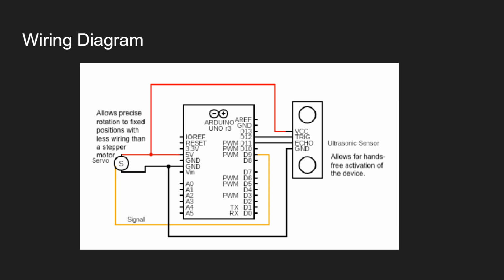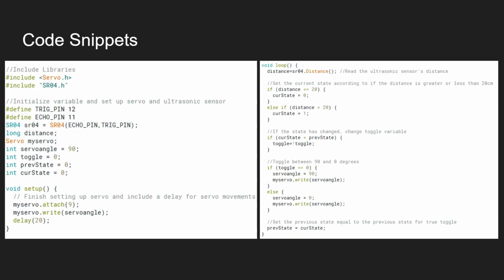We chose to specifically use a servo for this project in order to allow precise rotations down to an angle with less additional setup than a servo motor or a DC motor, allowing us to have a more compact product. And we chose an ultrasonic sensor in place of a button or some other sensor because it allows for the hands-free activation of the device and is very easily understood by our customers.